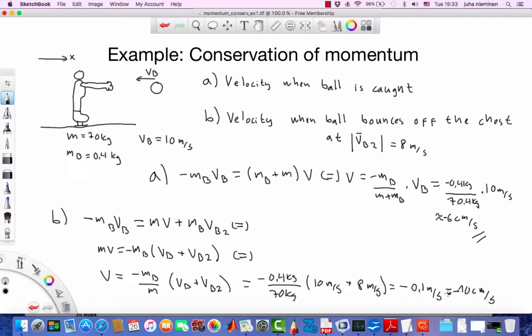The minus sign means, again, the velocity of the person is to the left, but the interesting thing here is that the magnitude is larger: 10 centimeters versus 6 centimeters per second in the first case. This is because in the second case, the ball bounces off the person, so the velocity of the ball changes by 18 meters per second as opposed to 10 meters per second in part A. Because the momentum of the ball changes more, the momentum of the person must change more as well, and hence the larger magnitude.